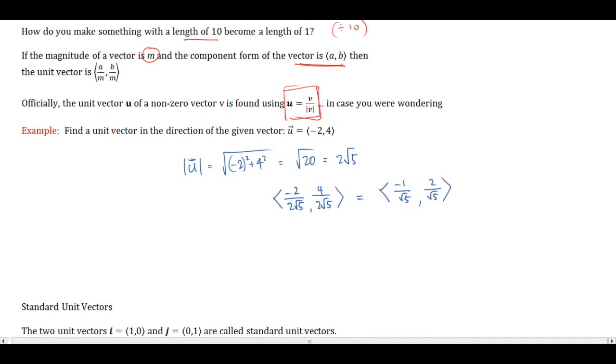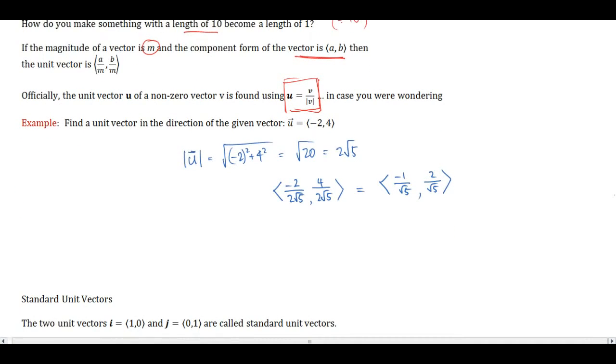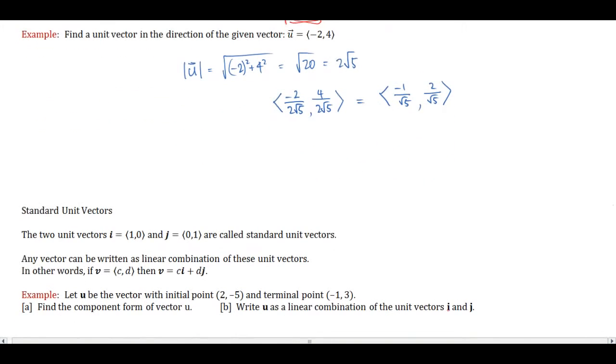Now, there are two very important unit vectors. There is one in the x direction and one in the y direction, but now with vectors, instead of calling this x and y, we will now call this i and j. Right? So i is traveling horizontally and j is traveling vertically. Those very important unit vectors, the i vector is 1, 0. That means it's 1 unit going right, and j is 1 unit going up. And those are our unit vectors.